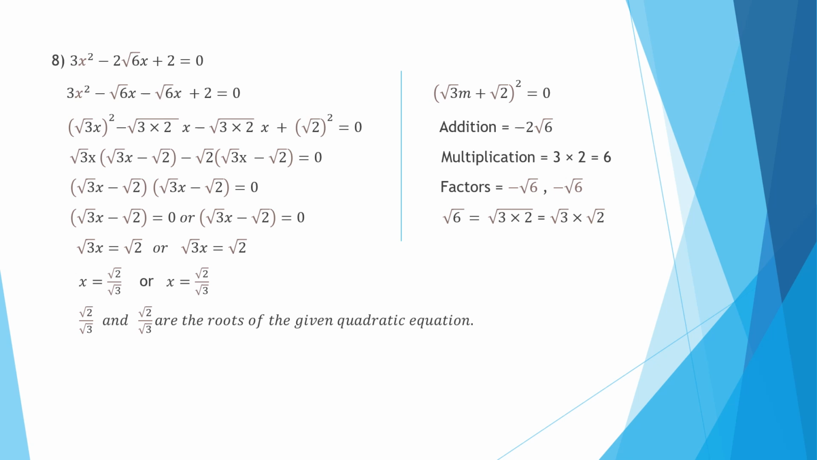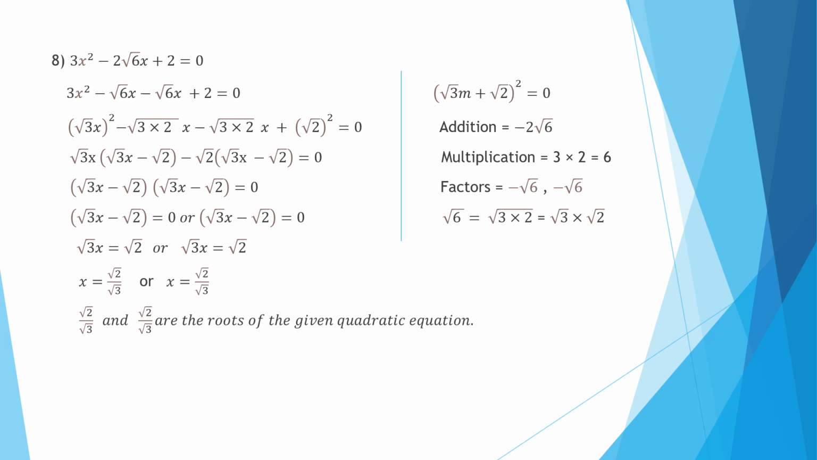Next question. Equation is 3x square minus 2 root 6x plus 2 is equal to 0. So in this equation, first we find the factors whose addition is minus 2 root 6 and the multiplication is 3 into 2, which is 6. So the factors whose addition is minus 2 root 6 and multiplication is 6.